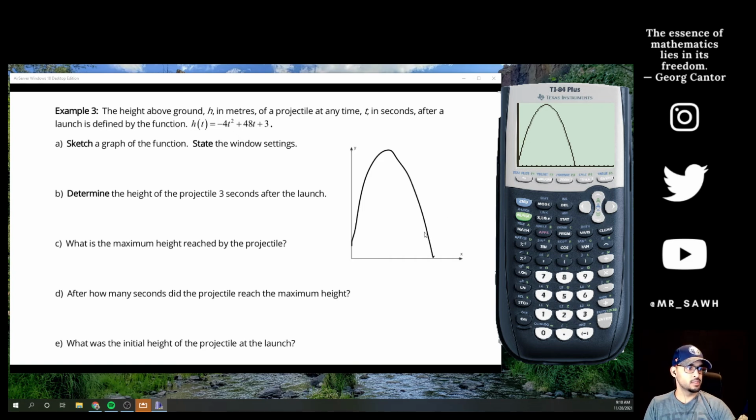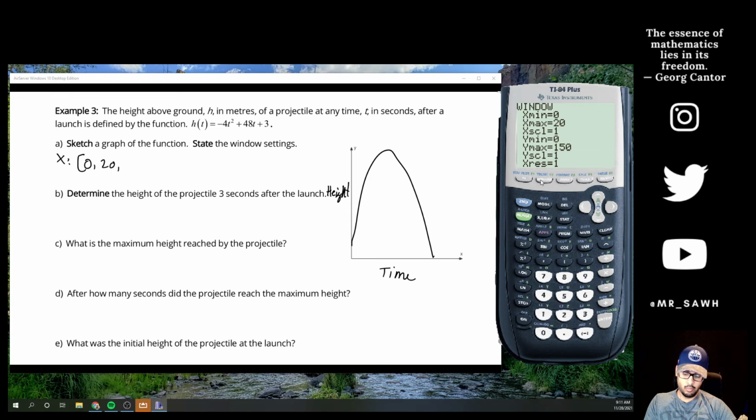Okay, so there's generally what the shape looks like. And again, it's time and height, and window settings. So if I hit window, we did x first, and it's going to be 0, 20, and 1. For y, it's going to be 0, 150, and 1. So you can think of your window settings as like your recipe. If somebody else is trying to make the same graph as you, it's helpful to know the scale and numbers you've used so they can recreate the same graph.